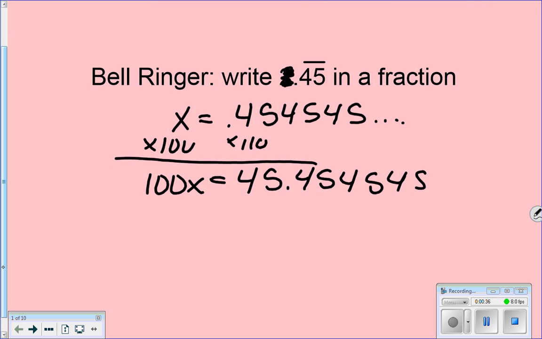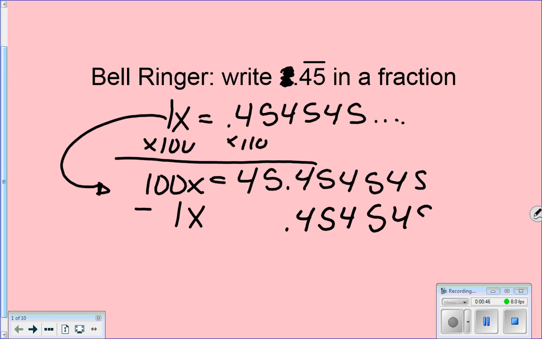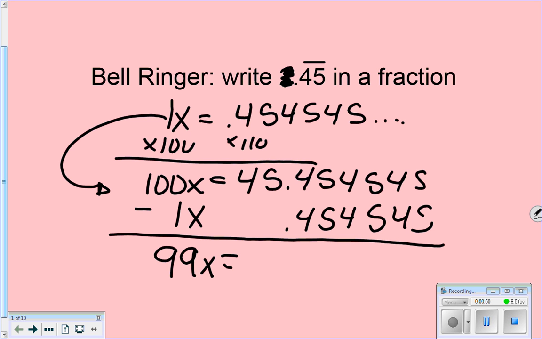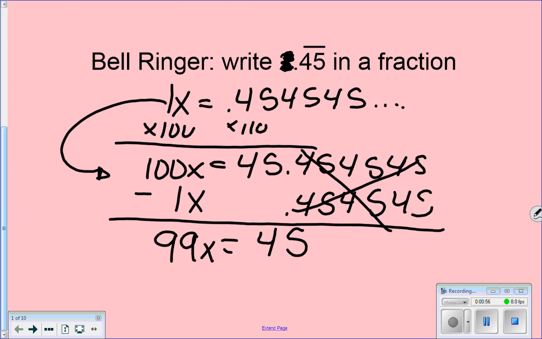Then what am I going to do? Yep, I'm going to take this down here and I'm going to subtract it. And I turn out with this. 99x. Luckily, do all these cancel? Yep. 45. Now what am I going to do? Divide by 99.